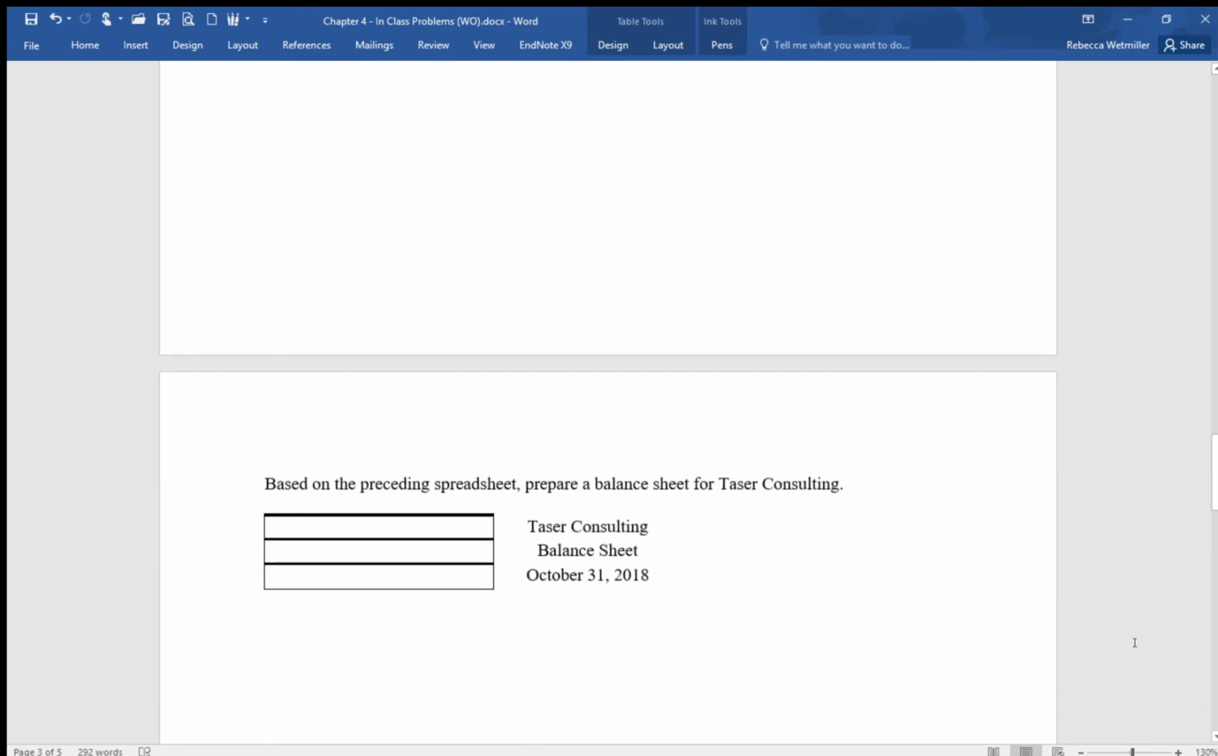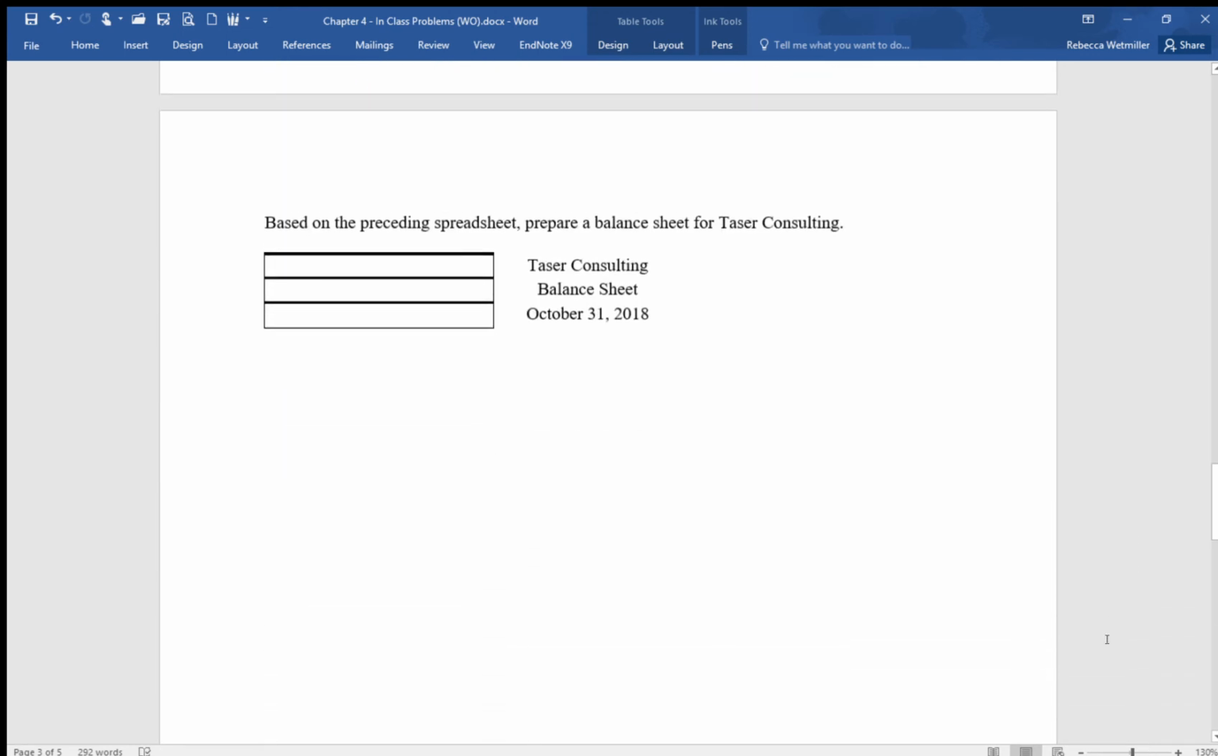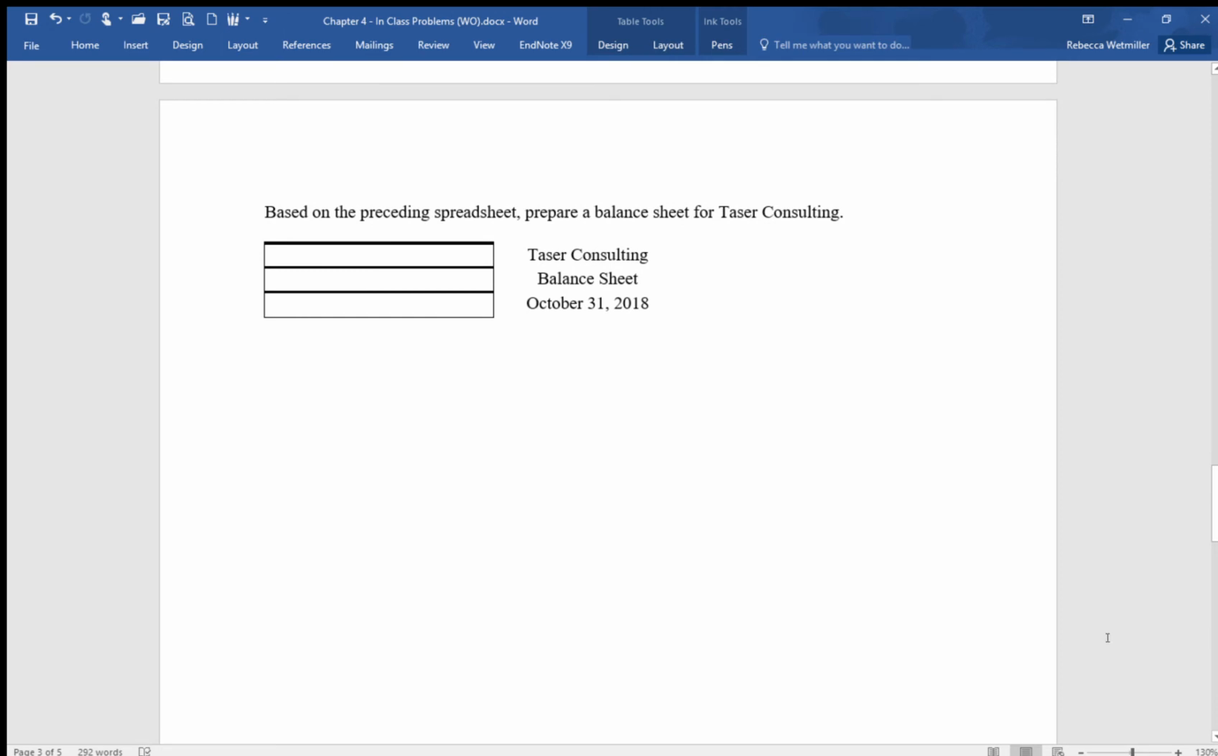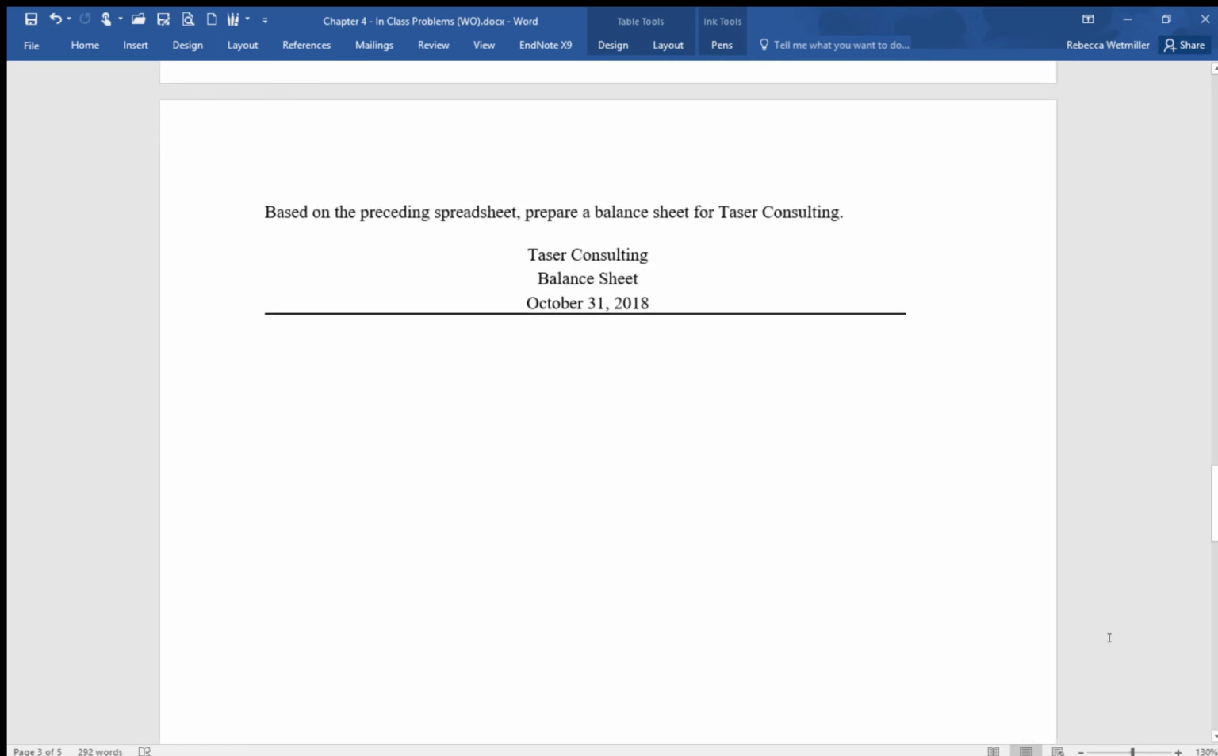Okay, next, once we've prepared our retained earnings statement, then we have enough information to prepare our balance sheet for the year. So first thing to note is we see how our label is just October 31st, 2018. It's not for the year ended October 31st, 2018, because our balance sheet is as of a point in time, whereas our income statement and retained earnings are for a period of time.